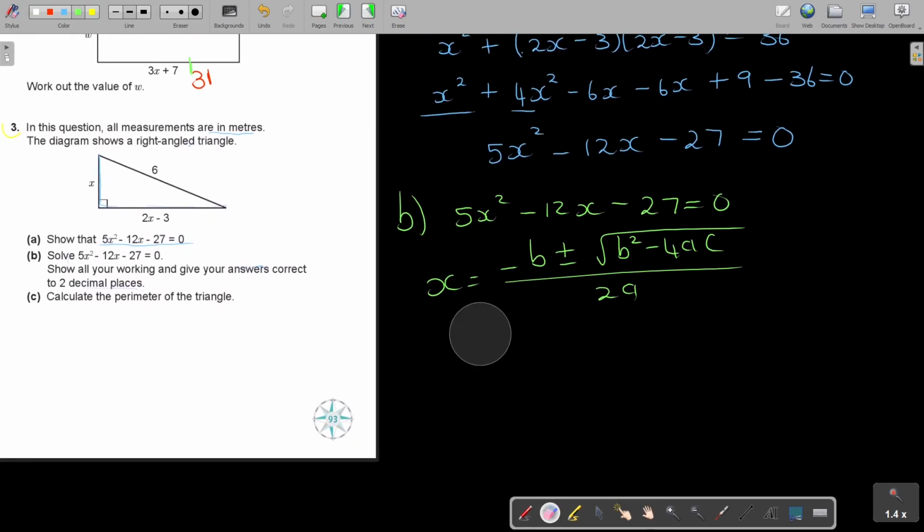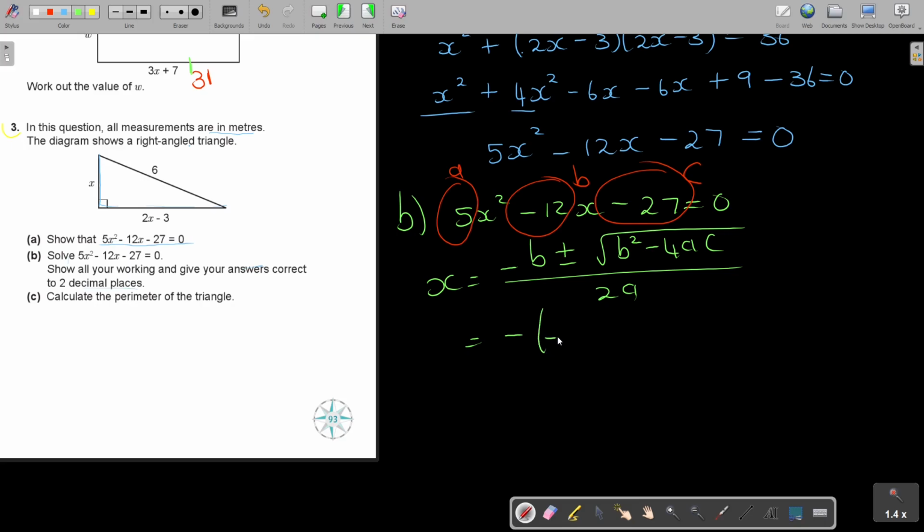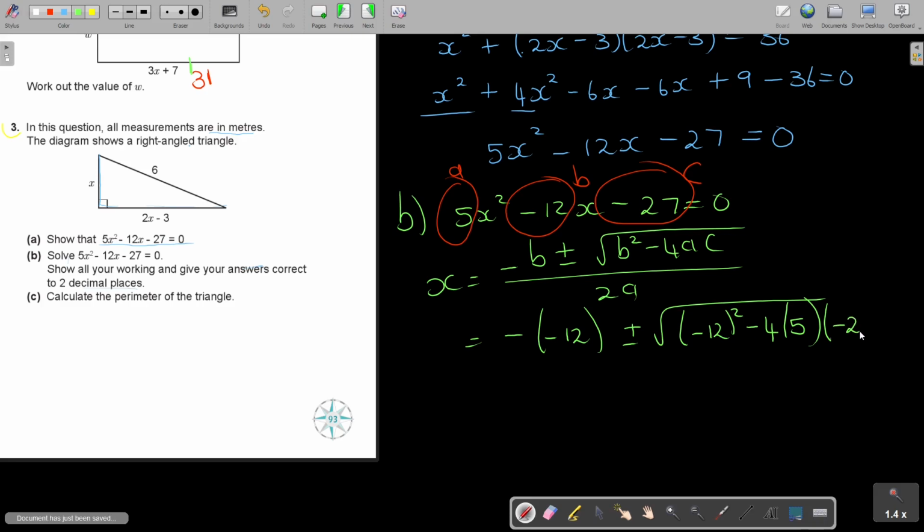And now let's just get the pen again. Don't forget, this is a, this is b, this is c. So it's going to be negative. Don't forget, write first the negative, then brackets. Please substitute, otherwise you will make a sign error there. Okay, and then negative 12 squared minus 4. The value of a is 5. The value of c is negative 27, over 2, and the value of a is 5.